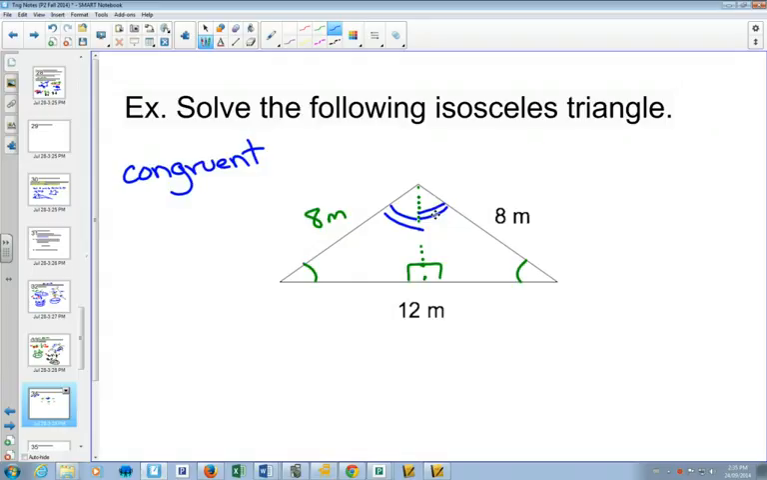And because they're congruent, what does this height split the bottom into? 6 and 6. Even the height of a triangle has a special name. The height of a triangle is called the altitude of a triangle. Okay? And because this altitude goes to the midpoint, it's also called the median of the triangle. There's a median and an altitude in this triangle. It's the same line. I don't know. Lots of fancy words.